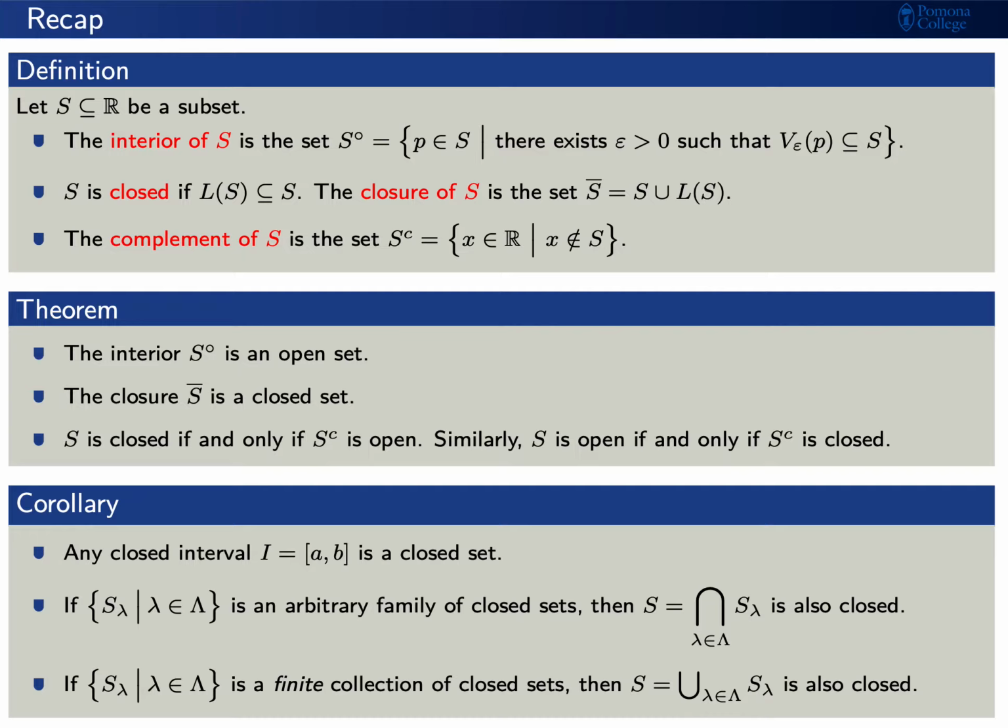Moreover, any closed interval from A to B is a closed set. Let's say that S sub lambda is an arbitrary family of closed sets. Then the intersection over the S sub lambda is also closed. If the collection S sub lambda is a finite collection of closed sets, then the union over the S sub lambdas is also closed.